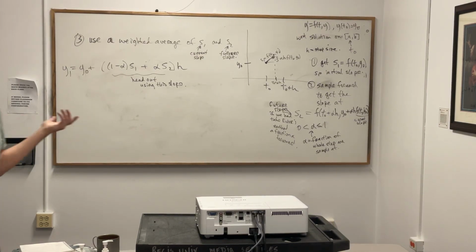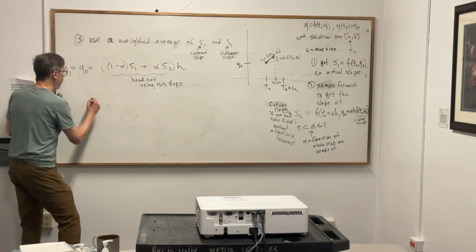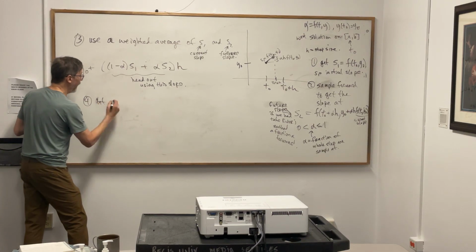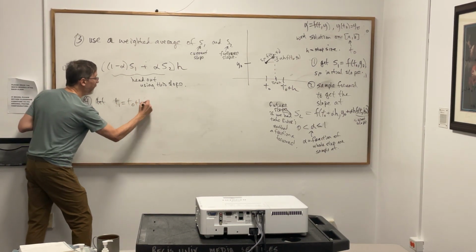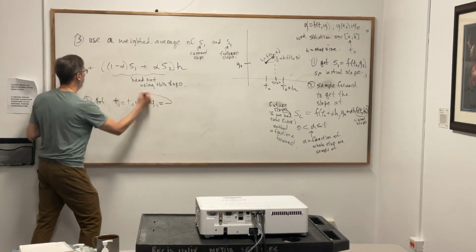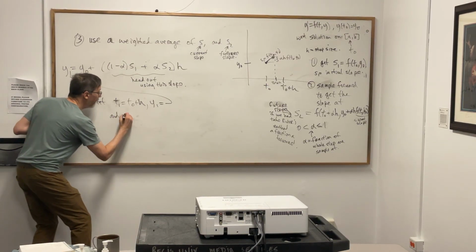Now this all just repeats. So step 4 is: T1 equals T naught plus H. So you update your T, Y1 equals this, and repeat.